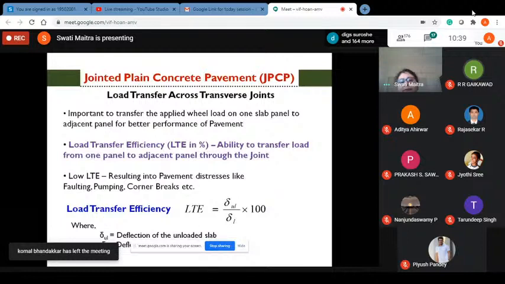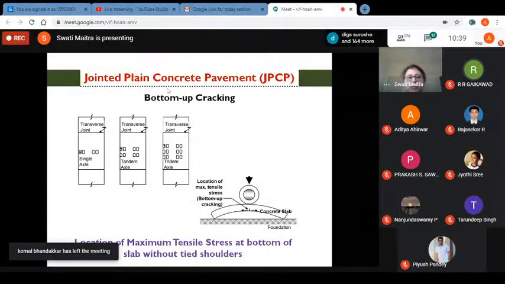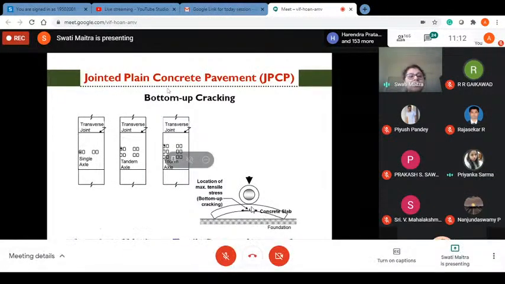So as you can see, when the slab is curling downward, that means this shape, and the wheel load is also at the edge of the pavement. As you can see here, when it is a single axle load, the critical location is in between two transverse joints, almost midway between two transverse joints and at the edge of the pavement. So this is the location for critical stress when the single axle load is here.